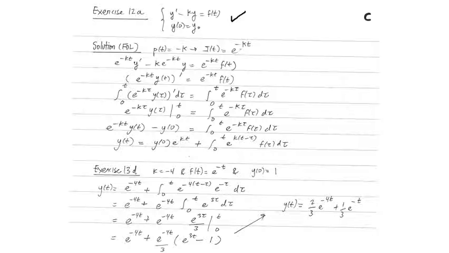In exercise 12a, I thought it would be fun to go ahead and do that using good old first order linear solution technique, since this is a first order linear DE. So I'll go through that here. P of t, the coefficient of y, is negative k, so your integrating factor is e to the minus kt. So we do the usual thing with first order linear DEs, multiply both sides of the DE by our integrating factor.